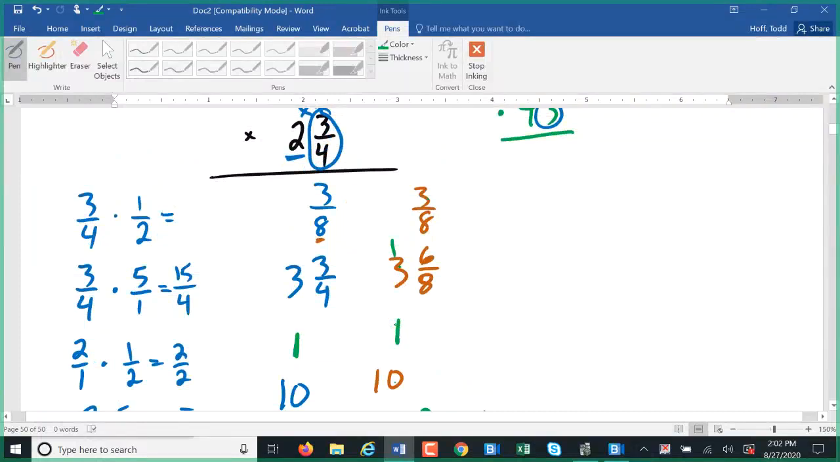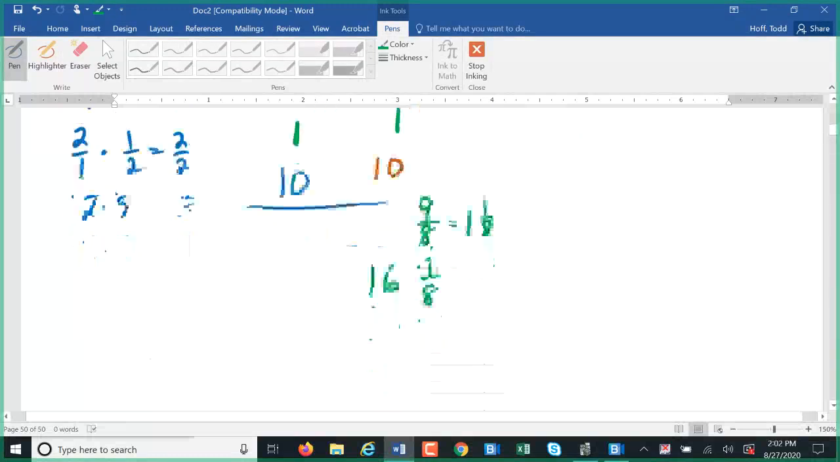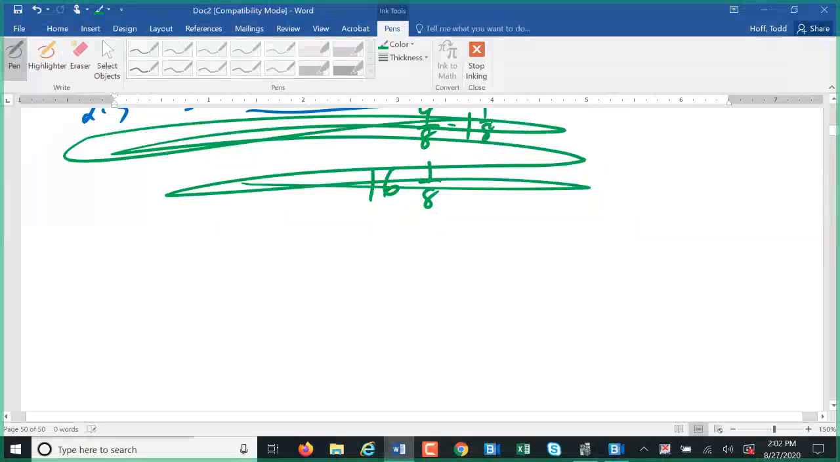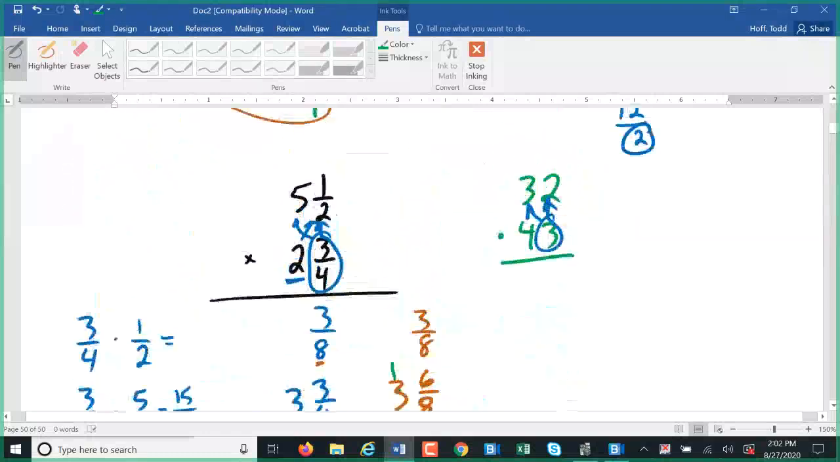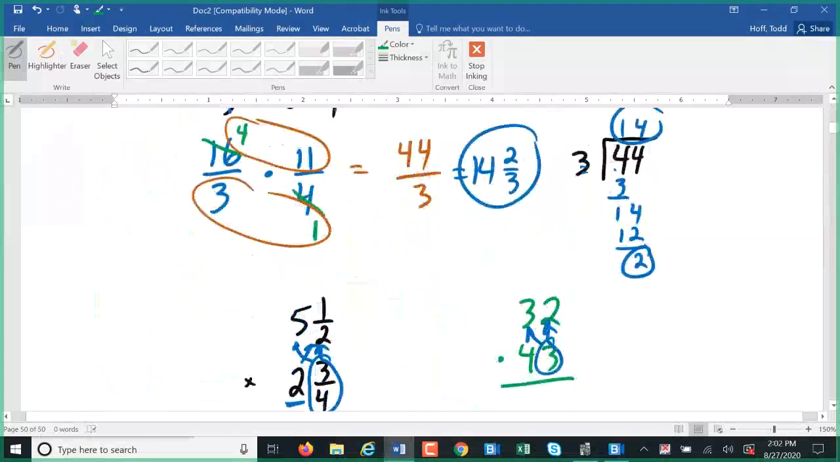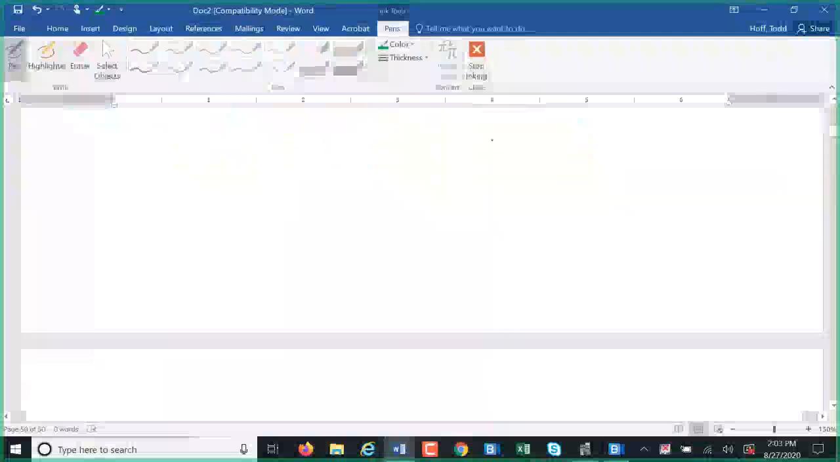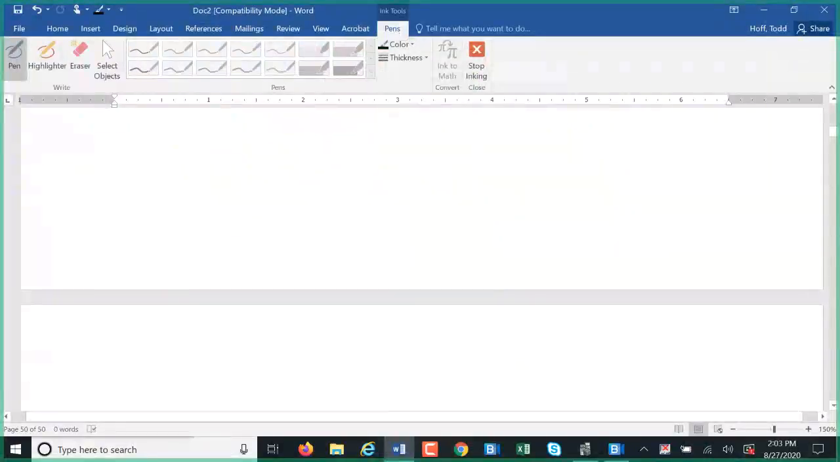So anyway, the moral of the story is this is not a happy process. Doing it out this way, there's just a lot of steps and a lot of room for mistake. So we are going to keep doing it like this, where we convert them into improper fractions. So let's do another example at least before we move on to division.